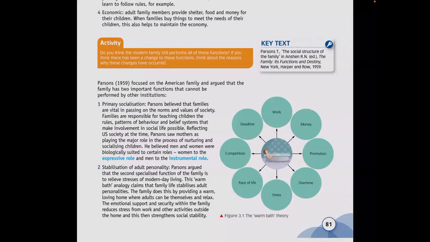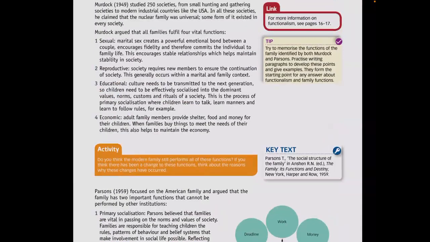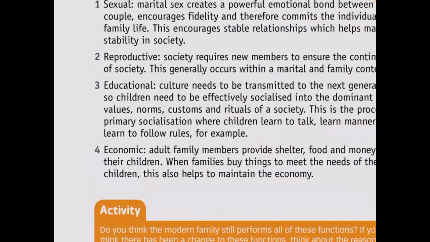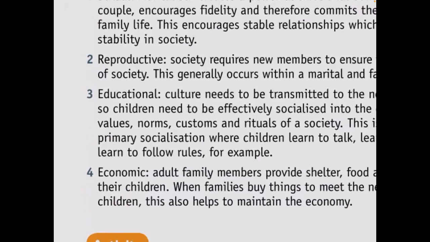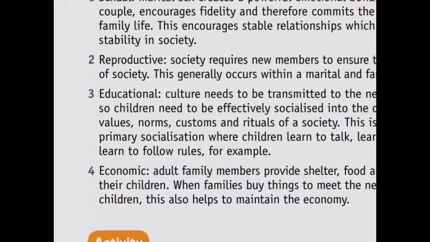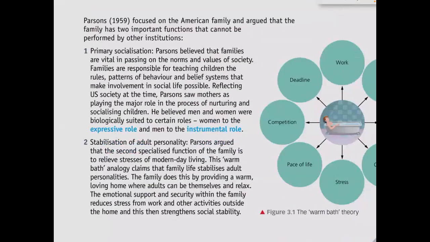So if we go back and look at Murdock, we can say that educational is now something that can be performed by daycares as well. Or we can say that the economic function is something that can be performed by the government as well. I know the ideal situation is that they are performed by the family, but there are other institutions which can perform these functions. However, Parsons looked at American families as a whole, and he said that there are two things that no other institution can perform, only the family can perform.